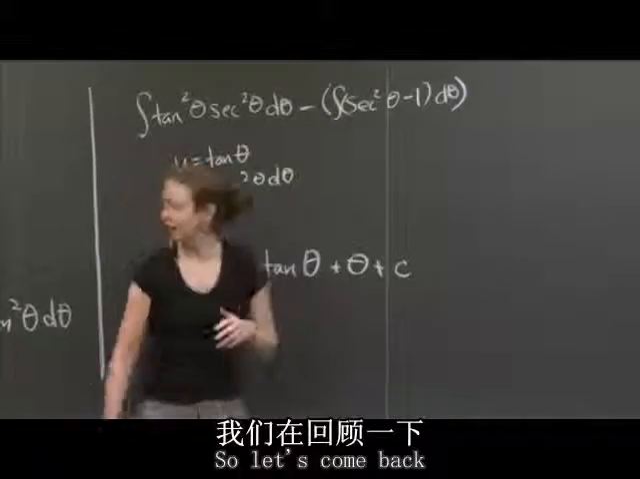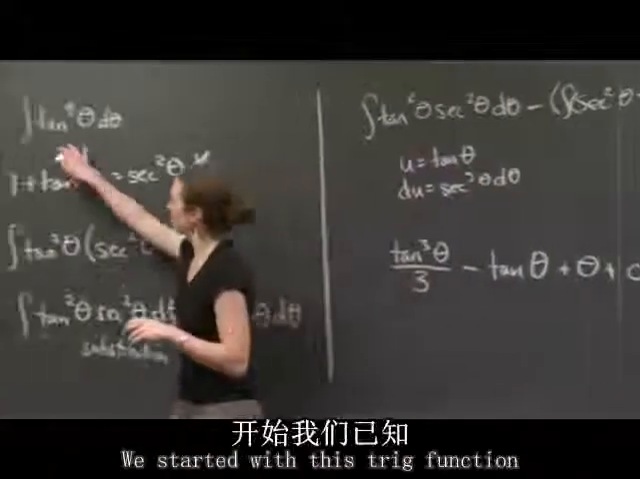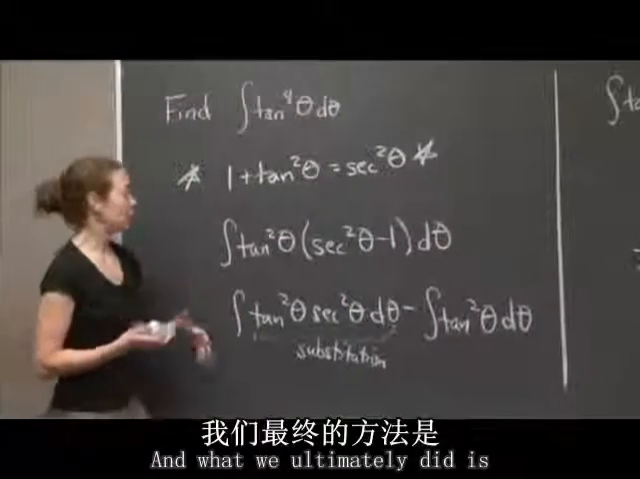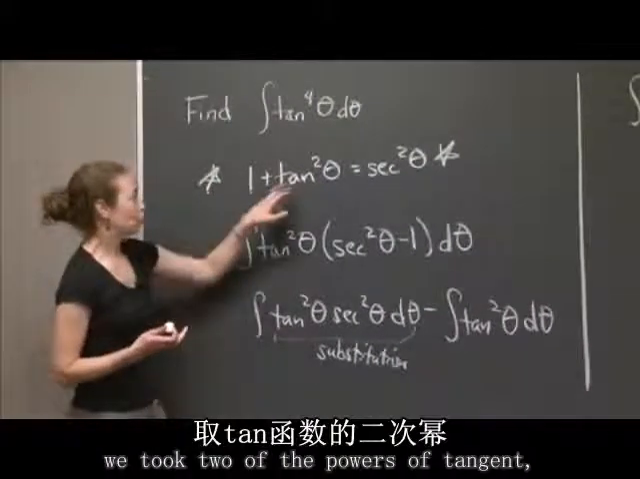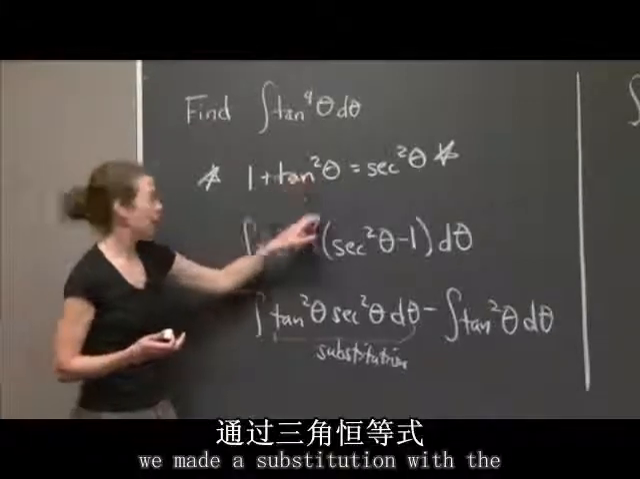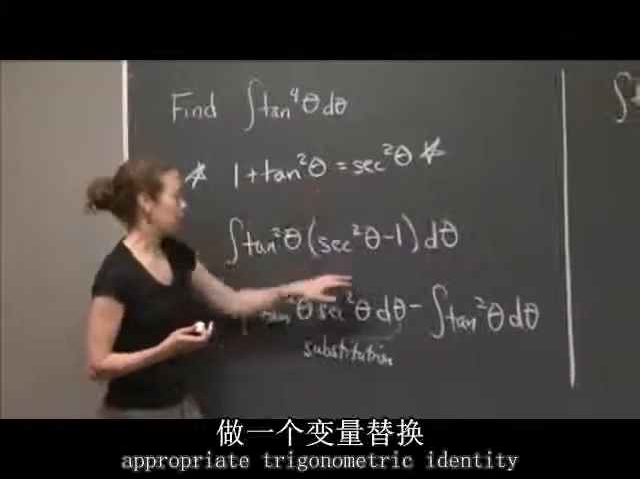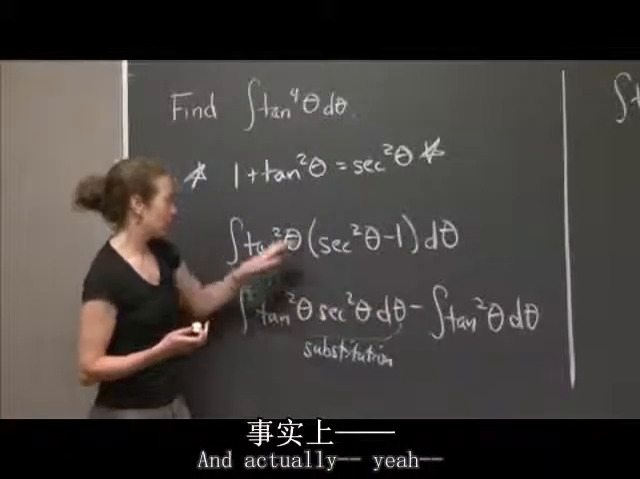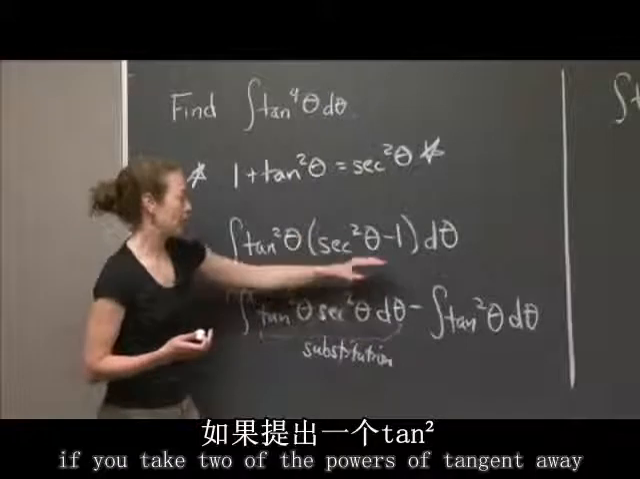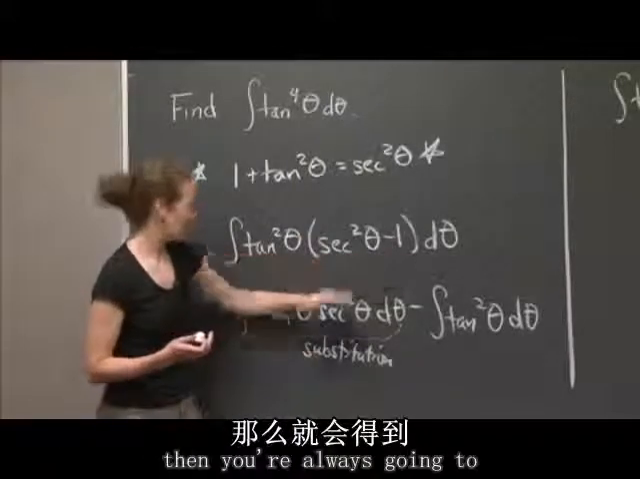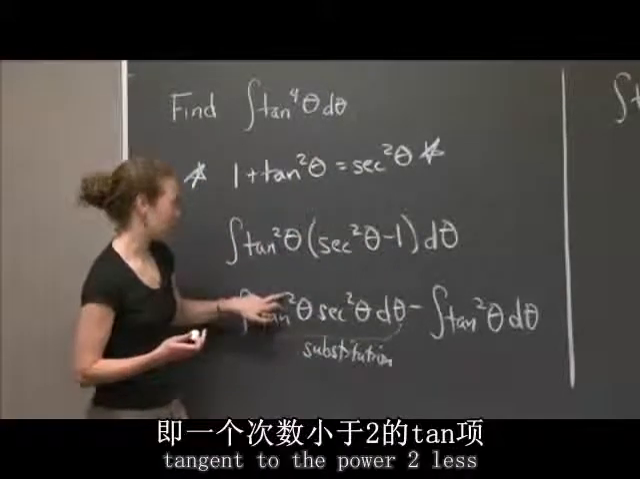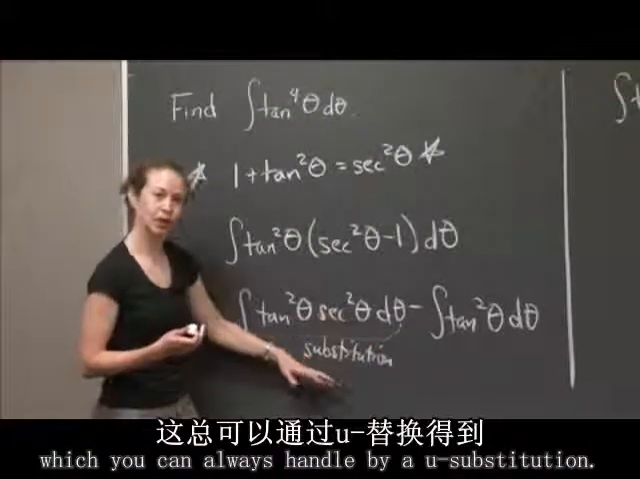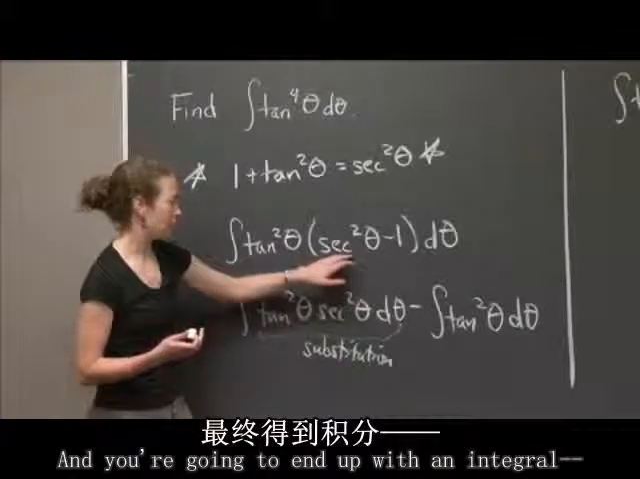So let's come back and just remind ourselves where we started. We started with this trig function that was a power of tangent. And what we ultimately did is we took two of the powers of tangent. We made a substitution with the appropriate trigonometric identity to make this an easier problem to solve. And actually, if you take two of the powers of tangent away and replace them by this, then you're always going to end up with something of this form, tangent to the power 2 less times secant squared theta d theta, which you can always handle by a u substitution. And you're going to end up with an integral.